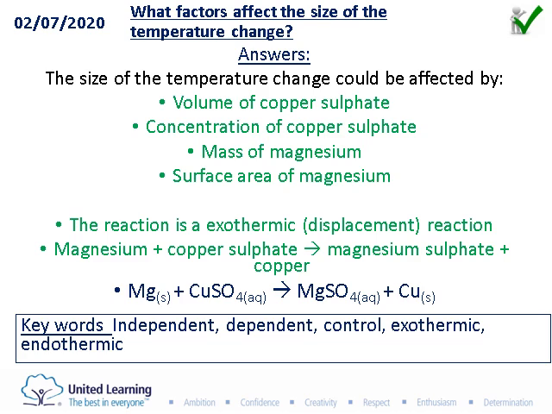The reaction is an exothermic reaction, and well done as well if you said it is a displacement reaction, okay? Displacement just means that the more reactive metal will push out, so it will displace the less reactive metal from the salt, okay? In this instance, magnesium is more reactive than copper, and you can see that copper gets pushed out and it gets left on its own.